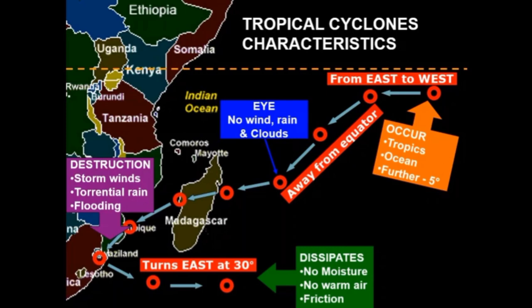Remember, if we look at the west coast of South Africa, the Atlantic Ocean is there, and we get the cold Benguela current that runs past the west coast of South Africa. That water comes from the polar regions, and that is cold water. Remember that a tropical cyclone needs warm water, and that is why we don't find tropical cyclones in the South Atlantic Ocean.